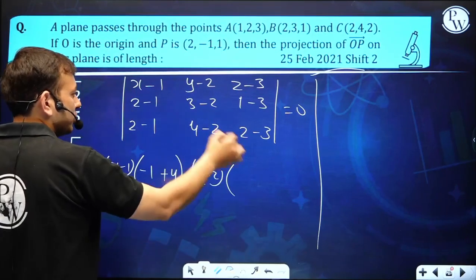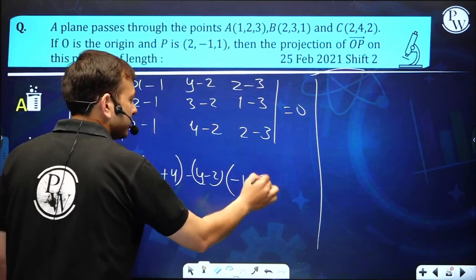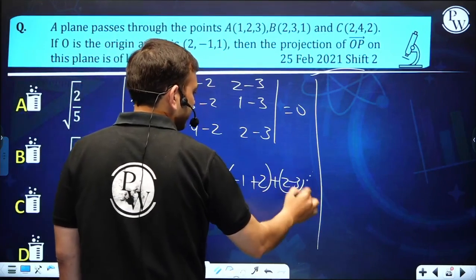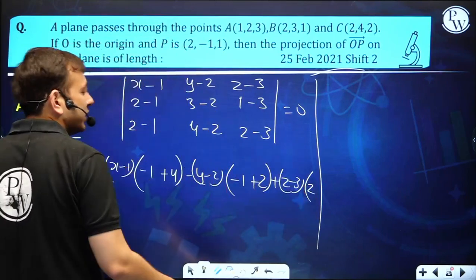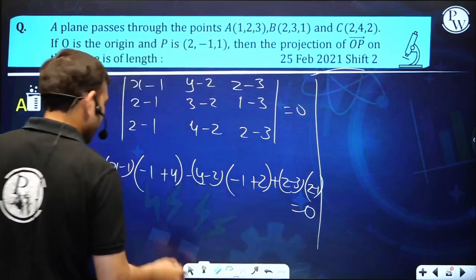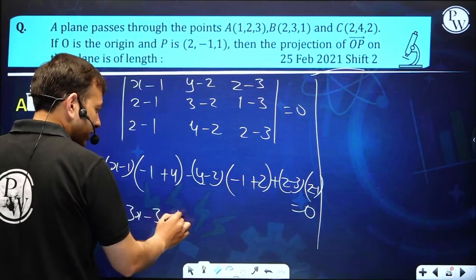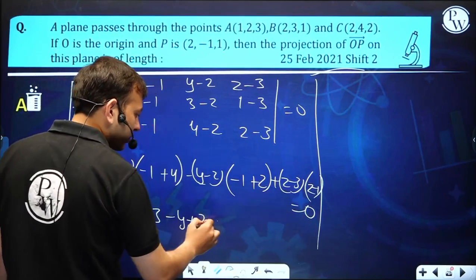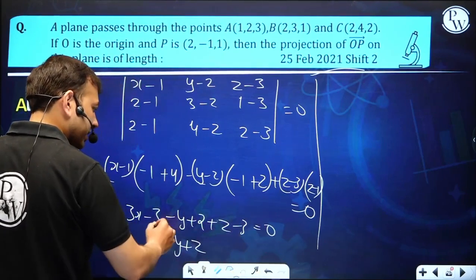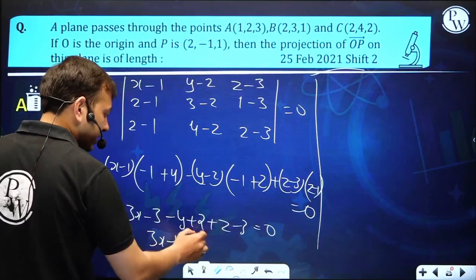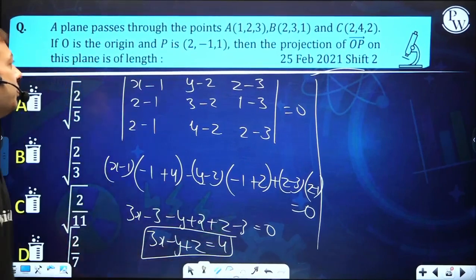Minus y minus 2, now minus 1, plus 1, minus 1. Minus 2 and 1, so plus 2. And the last, z minus 3. Sir, 2 into 1, 2. 3 minus 2 is 1. 1 into 1, minus 1, equals 0. So this is 3, 3x minus 3. This is 1, and then this is also 1. So 3x minus y plus z. So 3 plus 3, 6. 6, this is 4. So the answer will be this. This is the equation of the plane.